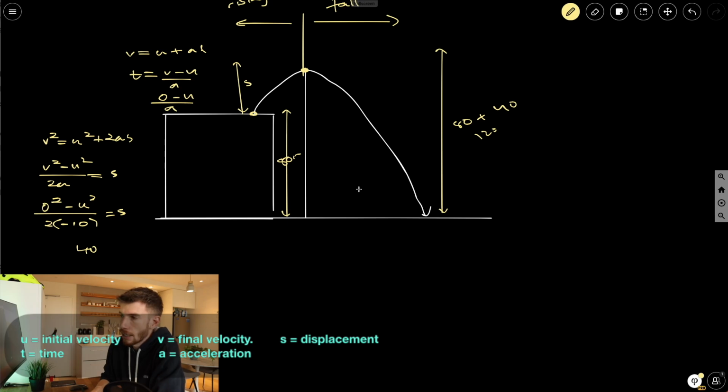And so there I can do V equals U plus AT. And so time equals V minus U on A. Actually, no, that one won't help me. That one, I would use UT plus half AT squared is equal to S.